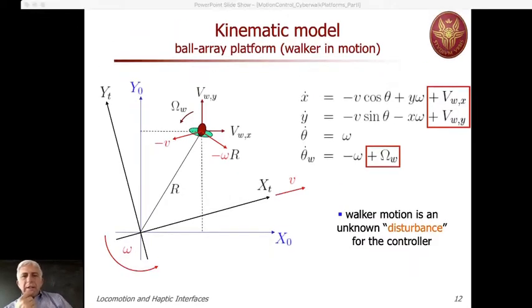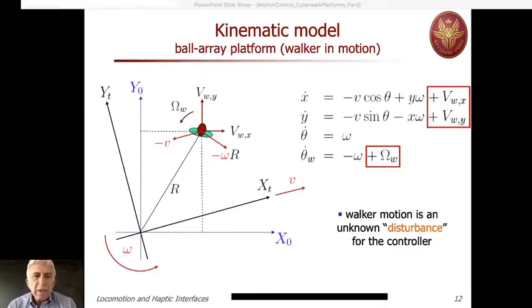Now, if we define the linear intentional velocity, capital V_W, of the walker, with its components along the inertial frame, so along the x0 and y0 axis, and in addition, the intentional change of orientation of the walker around a normal axis to the plane, with a scalar capital omega_W, this will affect exactly x dot, y dot, and theta dot_W, but of course not theta dot. Okay? So if nothing is moving from the platform side, v is 0, omega is 0, and the three terms which are in the red blocks will describe simply the velocity motion, linear and angular, of the user. Now, these are exactly the quantities that we cannot measure.